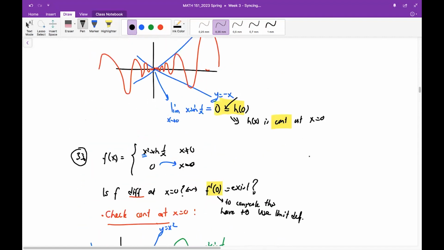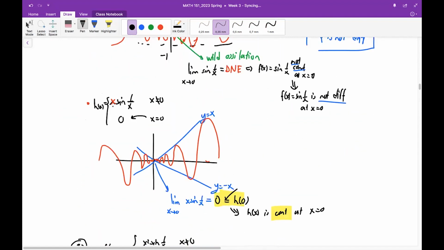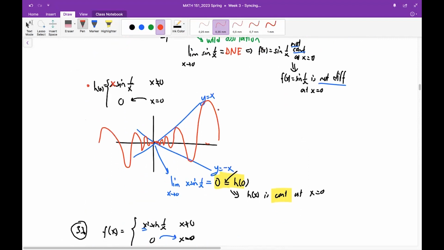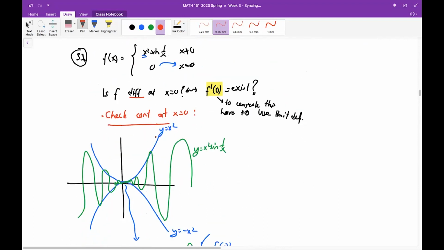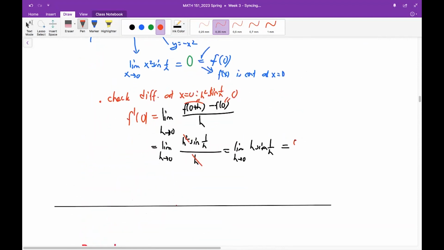We already covered it here. h times sine 1 over h. This is the graph of it. Okay, this is the graph of x times sine 1 over x, and the limit of it around the origin is 0 by looking at this graph. This limit is 0.